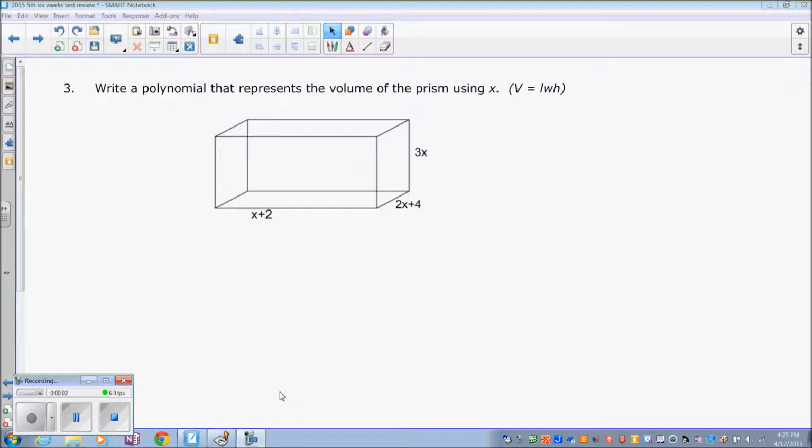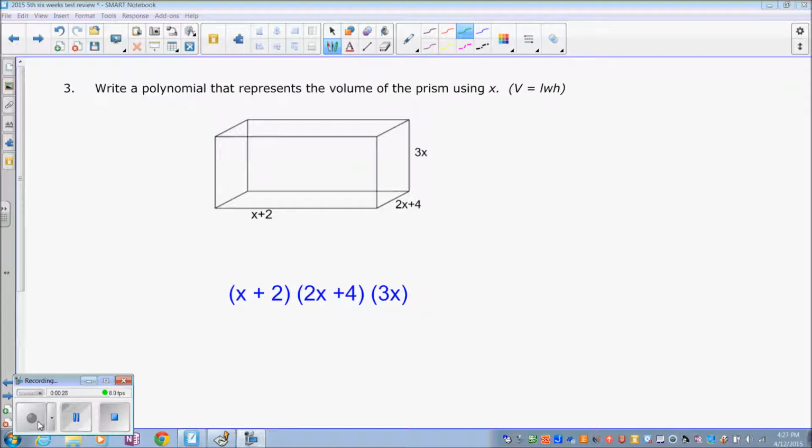Number 3, write a polynomial that represents the volume of the prism using x. Now, anytime you do volume, you are going to multiply length times width times height. So we're given 3 measurements right here, and we have to multiply all 3. So don't get confused and add and subtract. You have to multiply. So I'm going to pause the video for a second. I'm going to set up my equation.